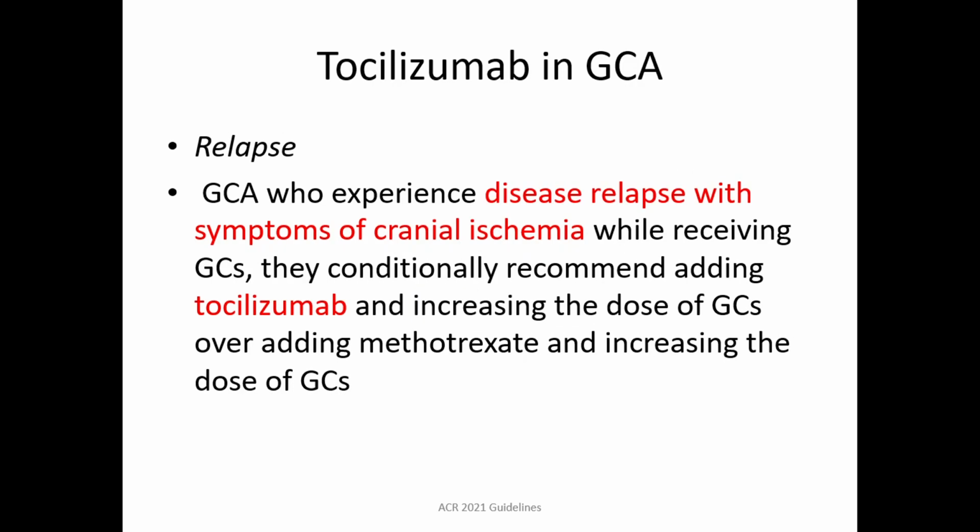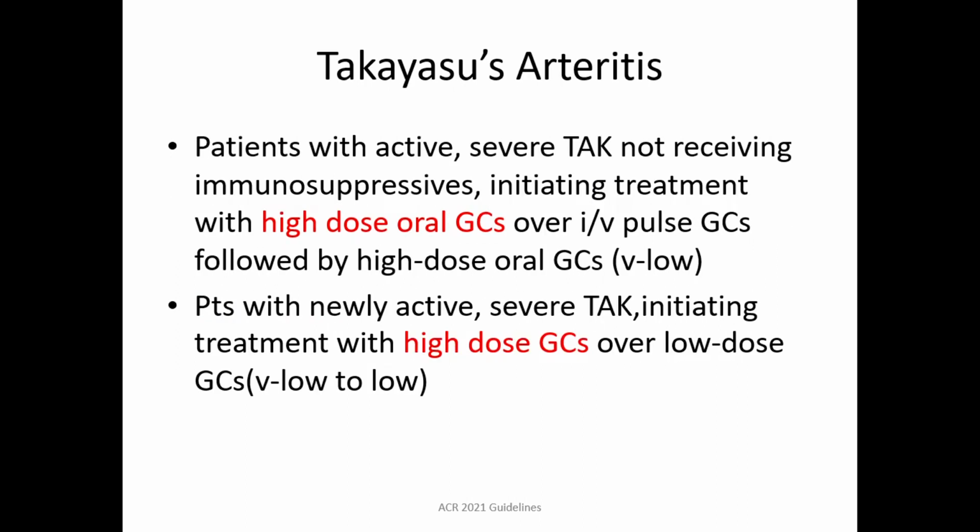Tocilizumab is one of those biologics that is recommended. In GCA patients who experience disease relapse with symptoms of cranial ischemia while receiving glucocorticoid, they conditionally recommend adding tocilizumab and increasing the dose of glucocorticoid over adding methotrexate. So methotrexate after glucocorticoid is not advocated. You will have to go for tocilizumab.